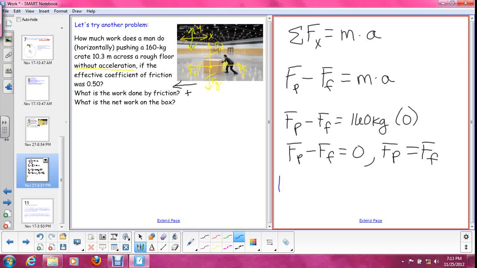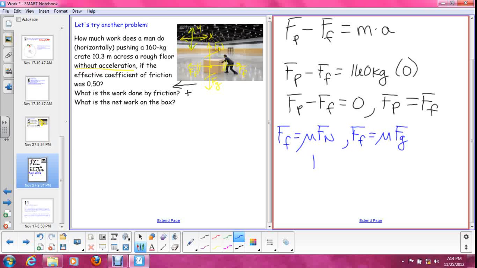So remember, the equation for the force of friction is the coefficient of friction times the normal force on the box. But from our force diagram and reasoning through, we know that the normal force is also equal to the force of gravity. So the force of friction can be calculated by multiplying the coefficient of friction times the force of gravity, or the weight of this box.